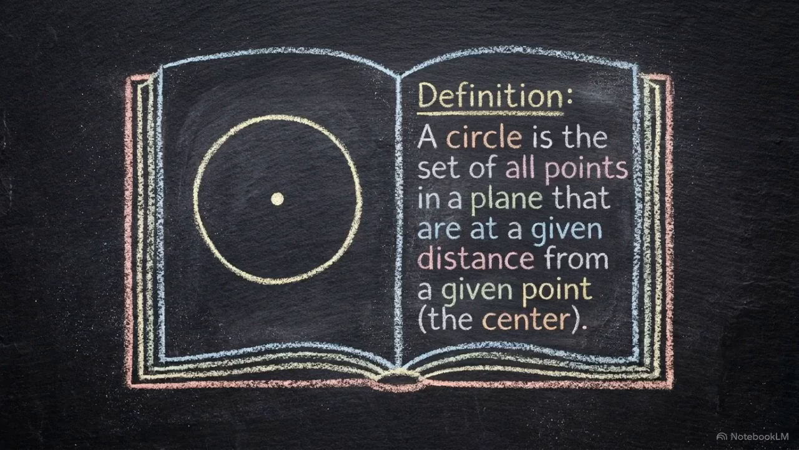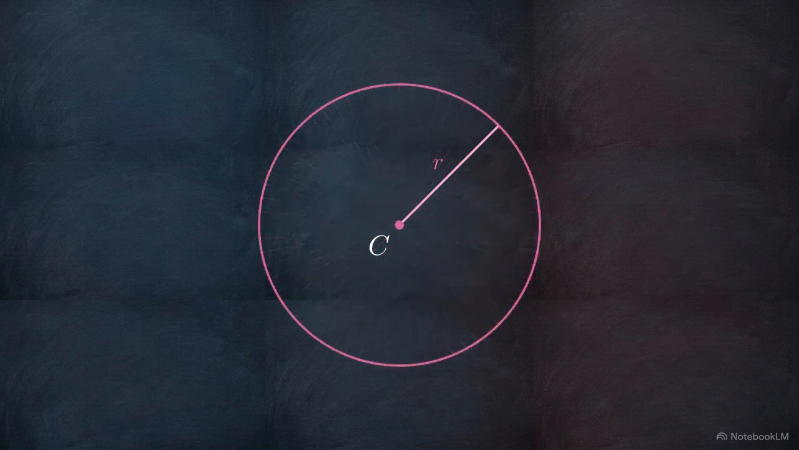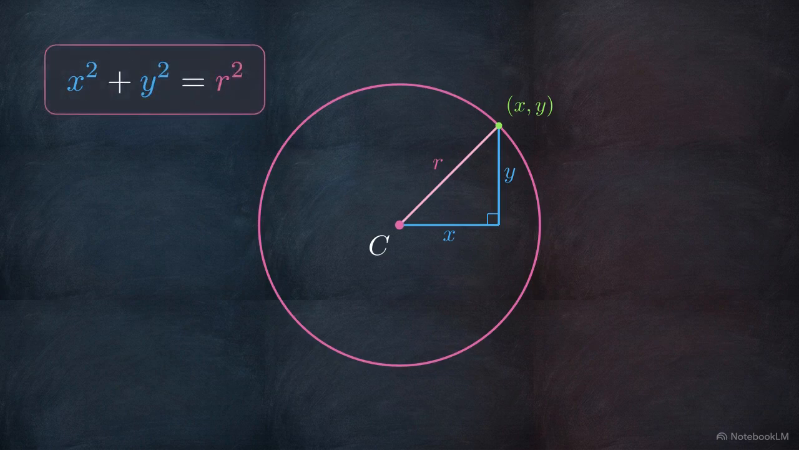Here is the standard rulebook you'll find in any middle school geometry text. A circle is the set of all points in a plane that sit at the exact same distance, the radius, from a single fixed center point. We can translate that geometric rule directly into Cartesian algebra. Using the Pythagorean theorem to measure the x and y coordinates on a grid, we map the entire boundary. X squared plus y squared equals the radius squared.